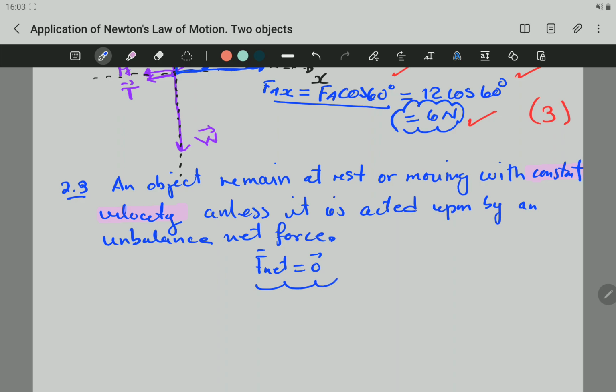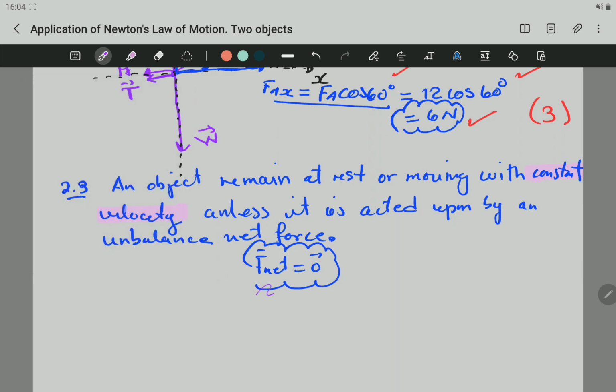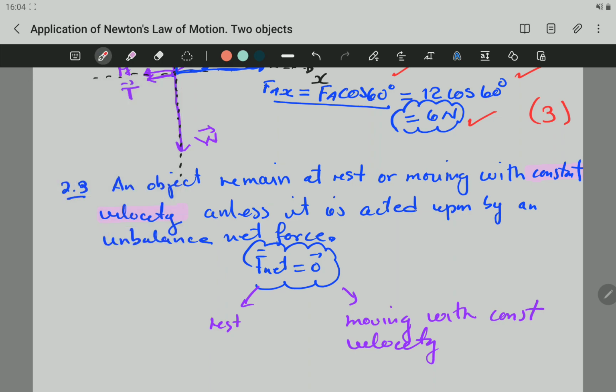And when the net force is equal to 0, it is because the object is either at rest or is moving with constant velocity. So there are 2 marks for that definition. Alright, if you state the definition correctly, you will get 2 marks.